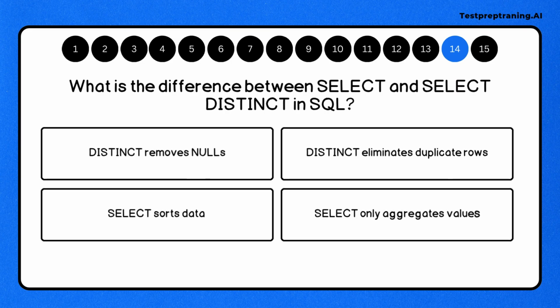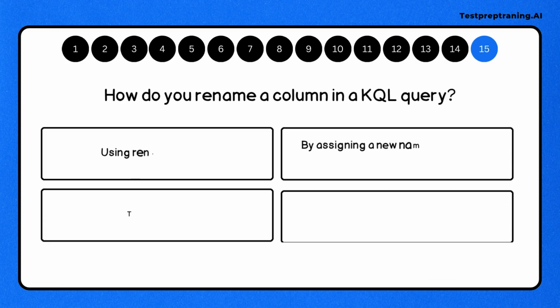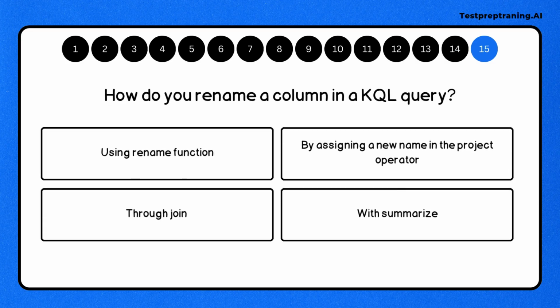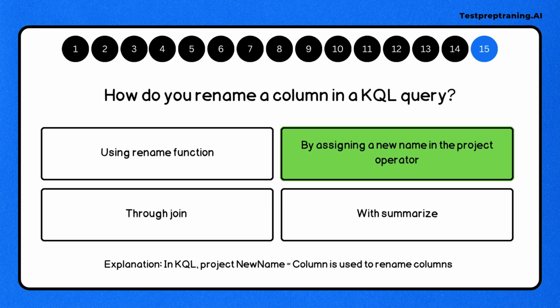Question 14. What is the difference between SELECT and SELECT DISTINCT in SQL? Correct answer is DISTINCT eliminates duplicate rows, as SELECT DISTINCT returns only unique rows from the result set. Question 15. How do you rename a column in a KQL query? Correct answer is by assigning a new name in the project operator, as in KQL, project newname = column is used to rename columns.